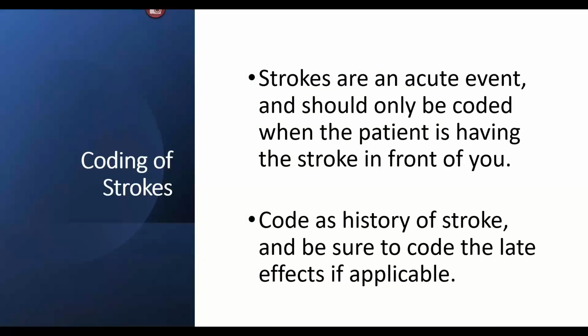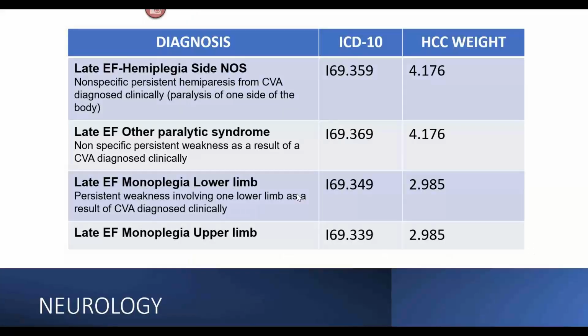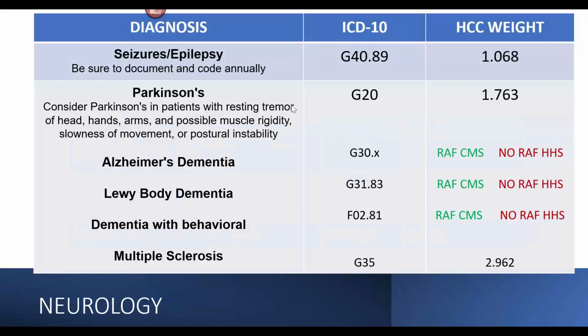Coding of strokes. Strokes are an acute event, and you can only code them when they happen in the presence of you. Otherwise, they become a history of strokes. The only codes that are going to RAF are your late effects, your hemiplegia, your monoplegia. You've got aphasia, dysarthria, something that's a late effect of a stroke. That is going to RAF, and that's why you want to make sure that you use those appropriate codes. Every year, you've got to recode seizures. Even though the patient may be controlled, you want to make sure you do that.